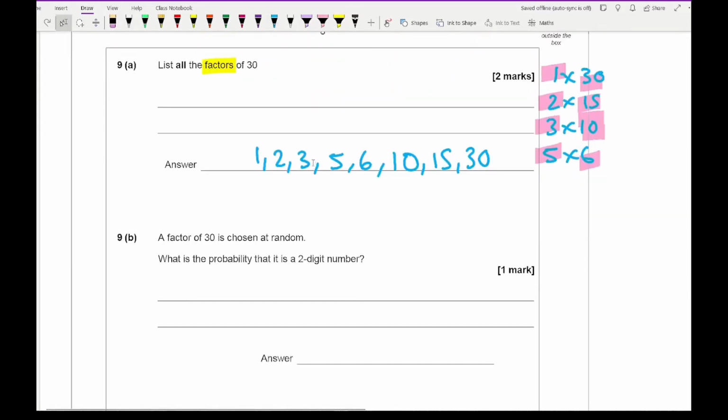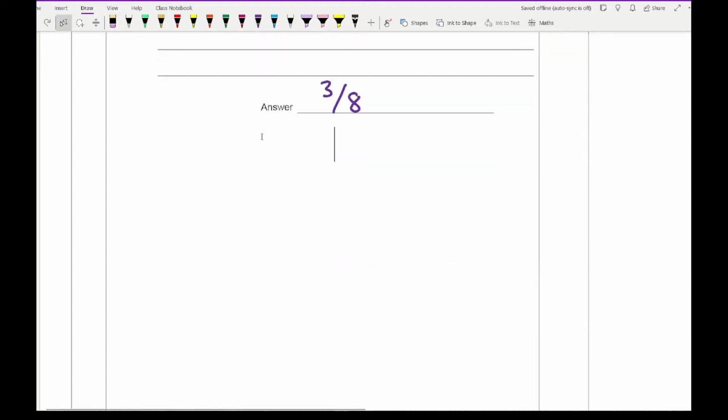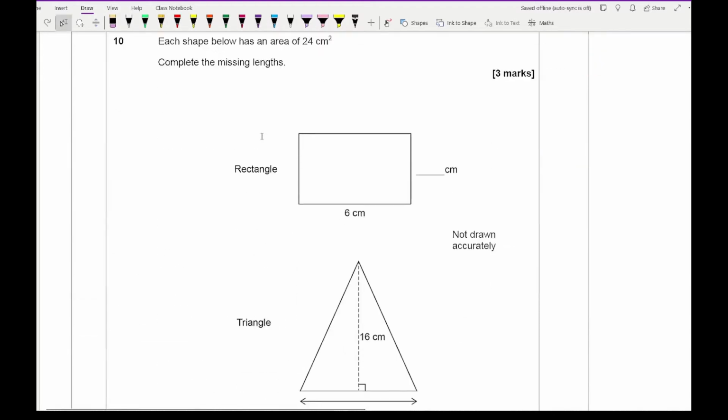The next question then says a factor of 30 is chosen at random. What is the probability that it would be a 2-digit number? Well, out of 8 numbers, 3 of them are double digits, so the answer is going to be 3/8.